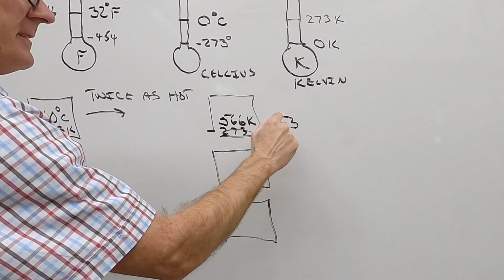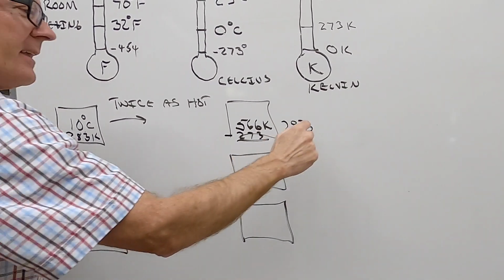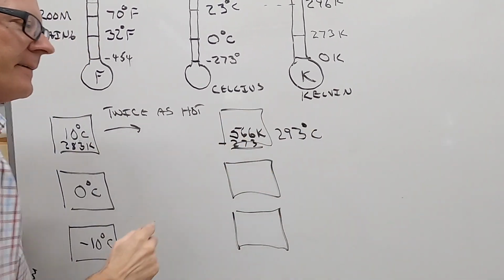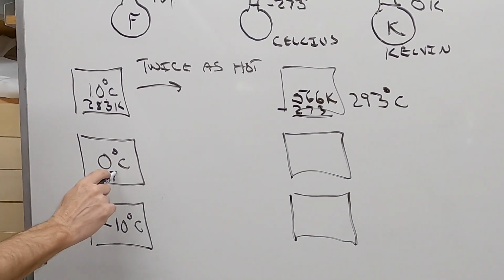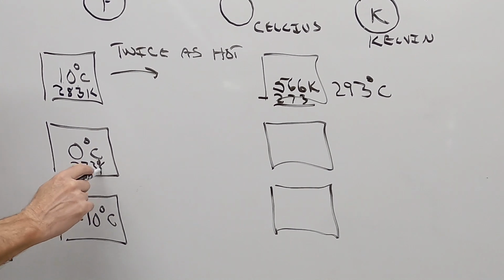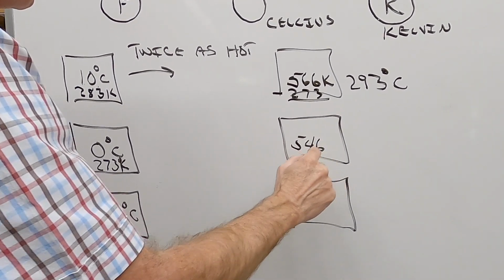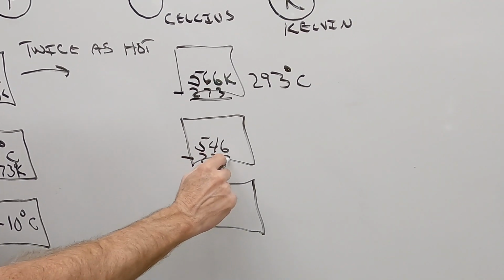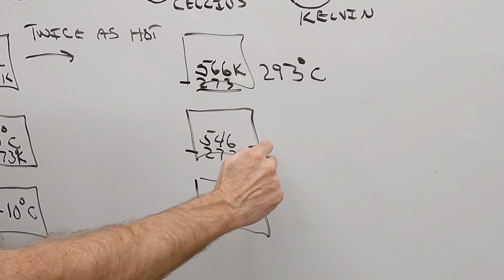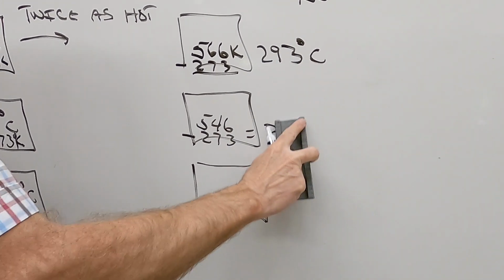16 minus 7 is 9, so 293 Celsius right here. This one, I'd have to move it over to 273. That's what it is in Kelvin. Double that, that's 546. Then to put it back into Celsius, subtract the 273. And so that's 273 Celsius.